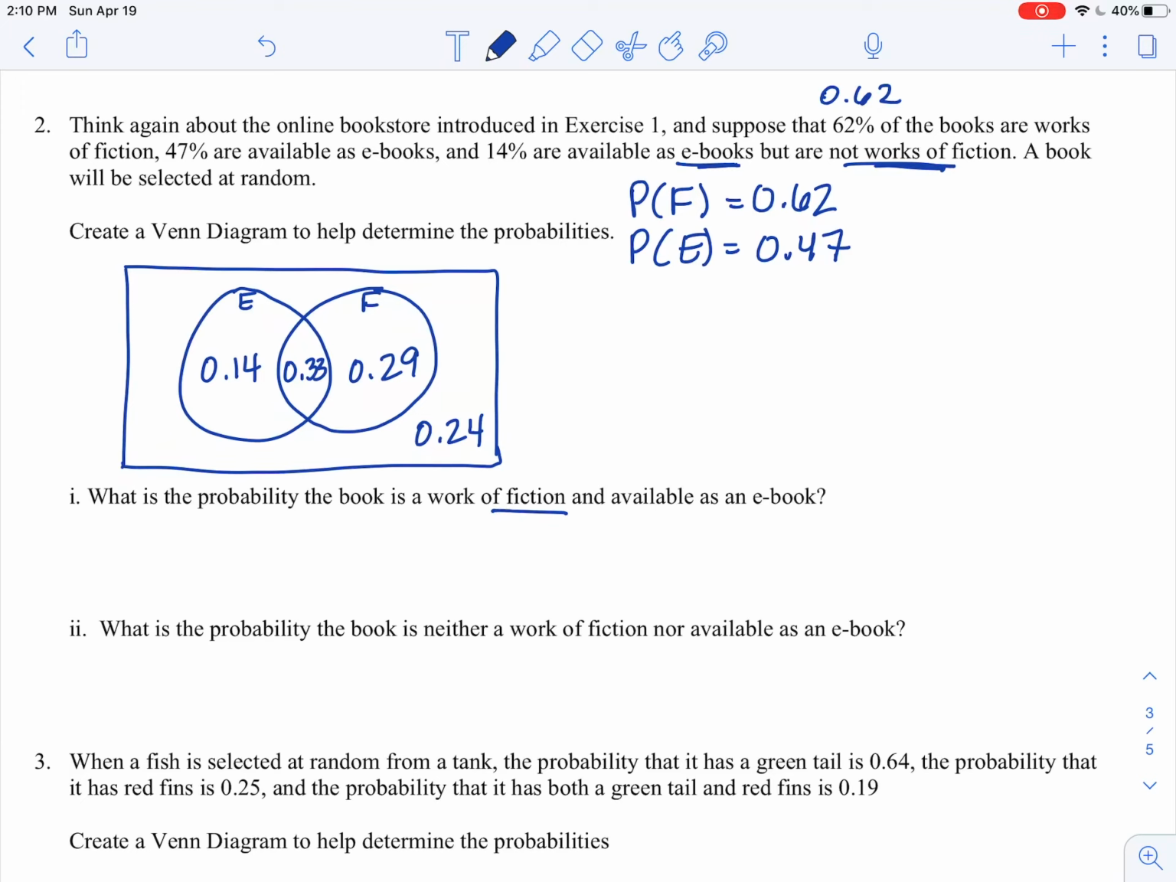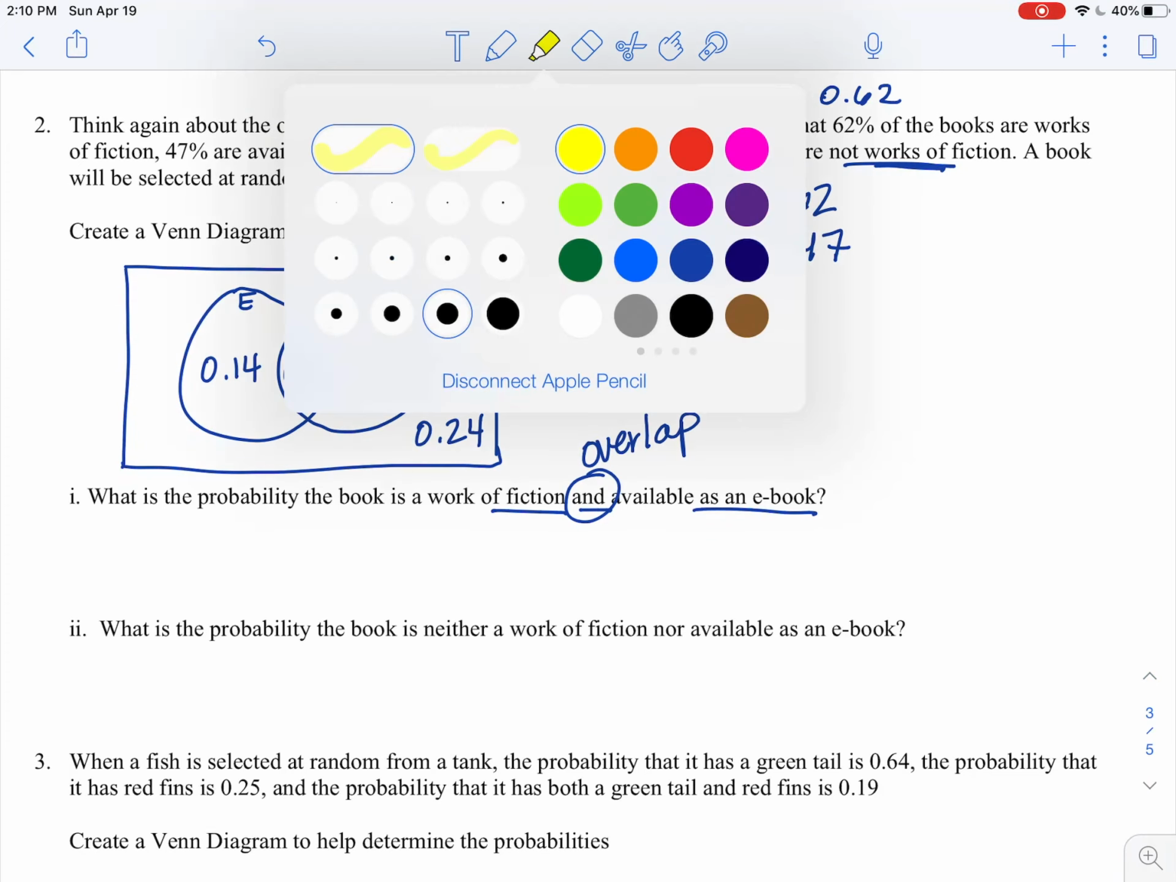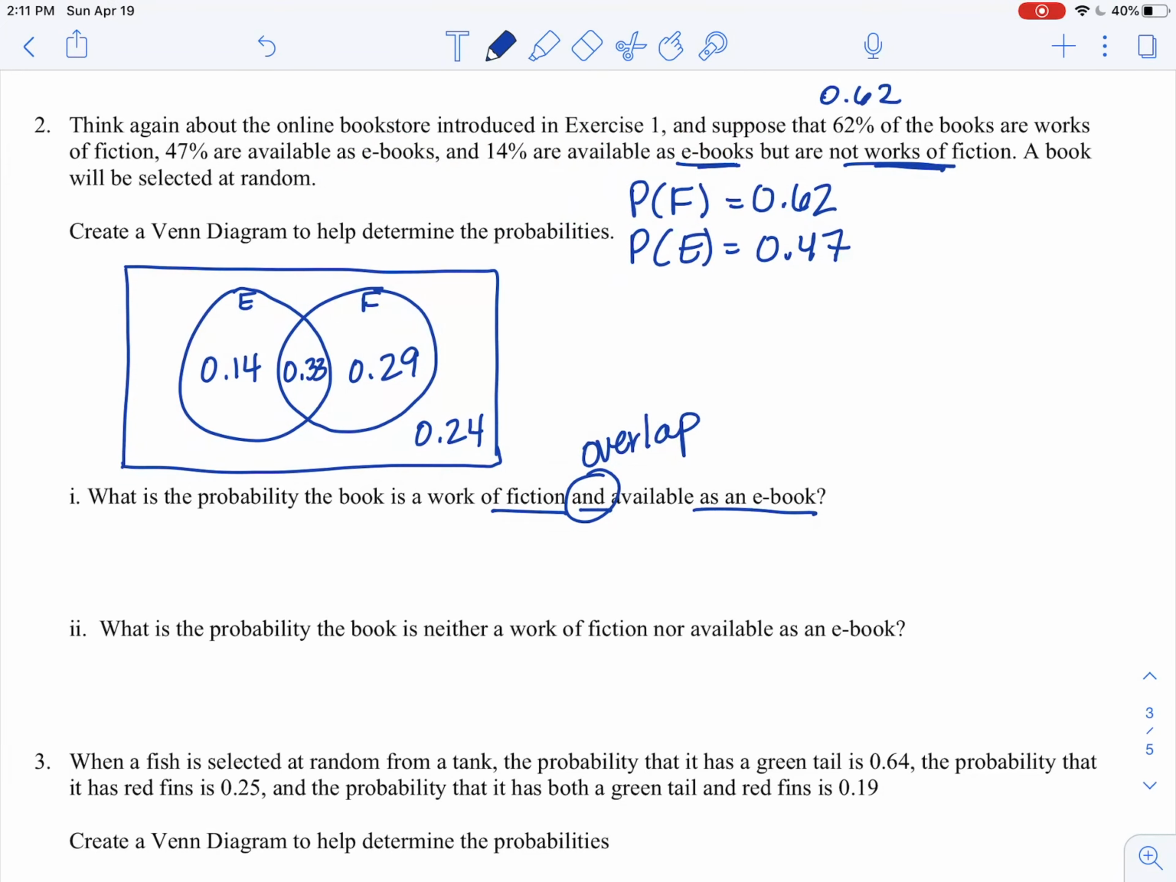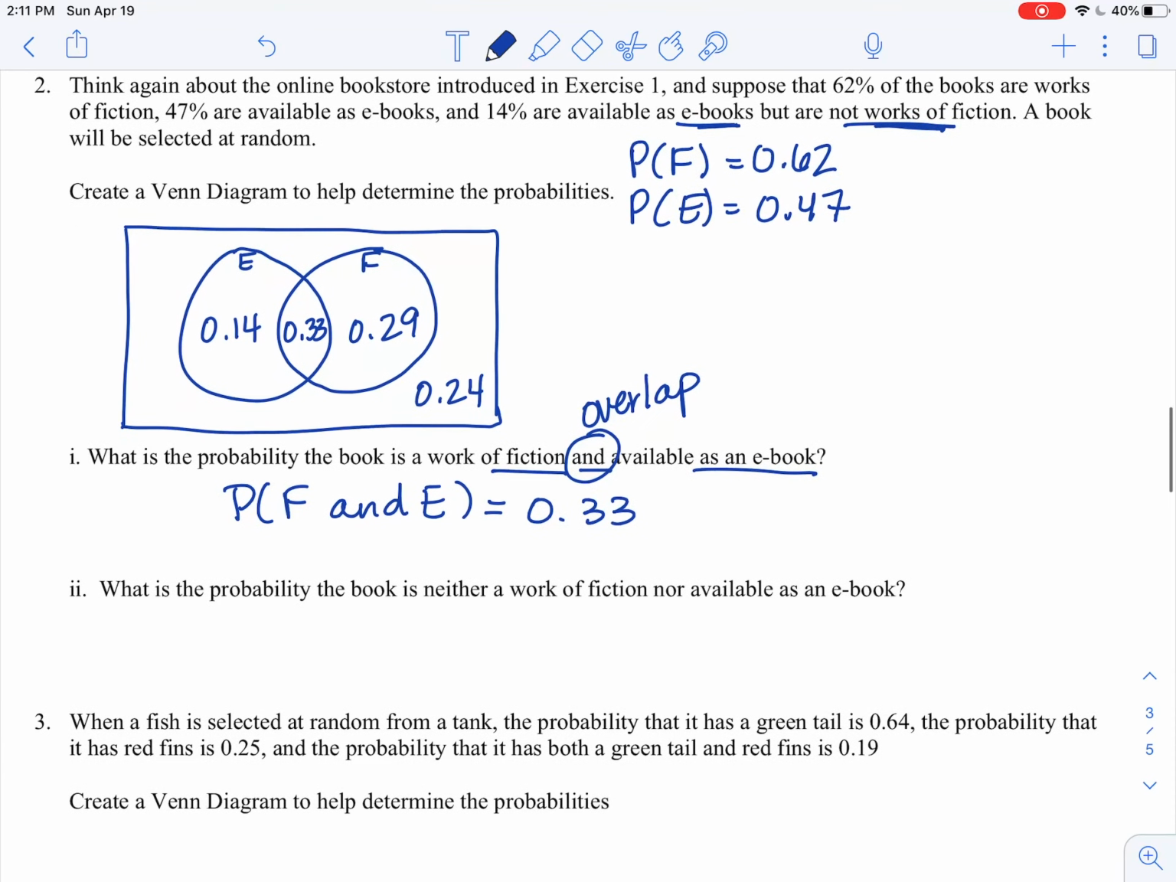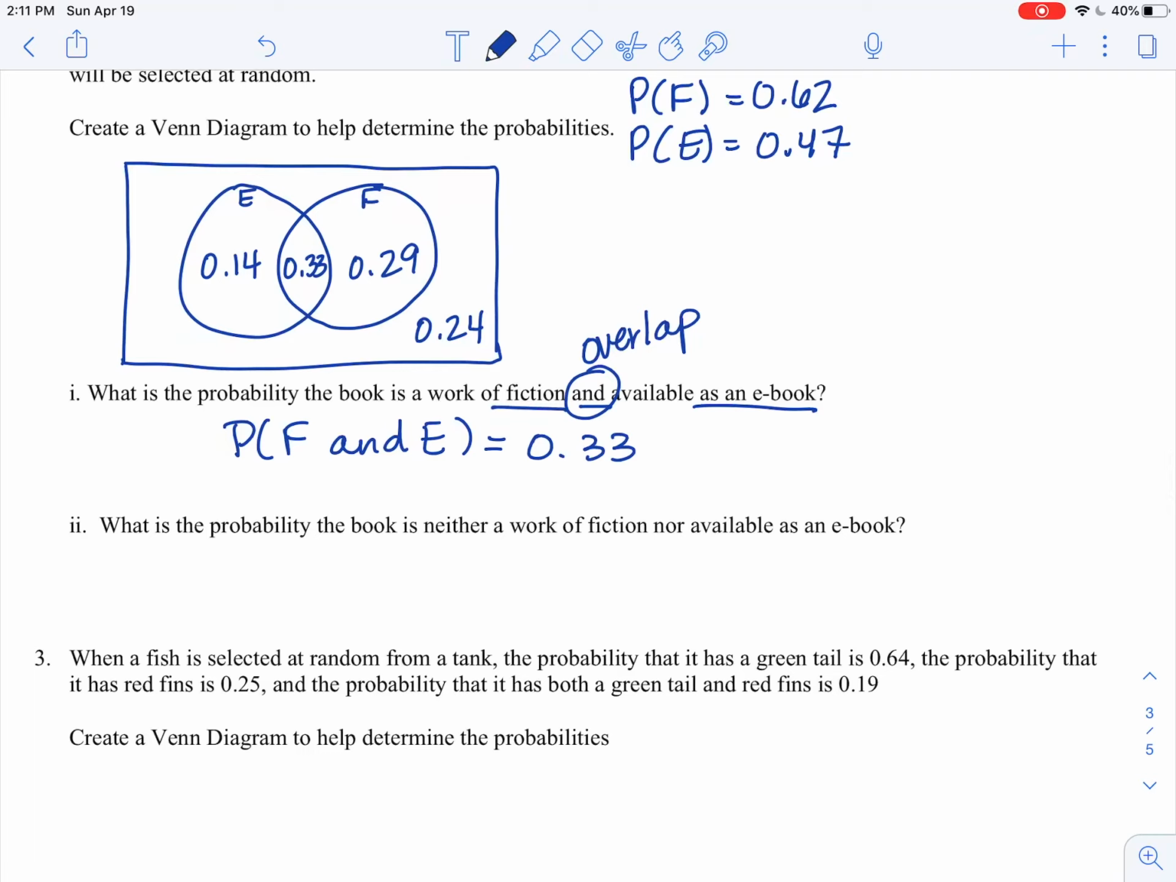For now, I want you to think of "and" as the overlapping space. I want you to think of "or" as these 3 sections of circles added together. And then we'll talk about other situations in just a second. So, what is the chance that something is a work of fiction and is also an ebook? Again, that's that middle space, so 0.33. In your mind you can think of 33%, but for now we should really be leaving our probabilities as decimals.